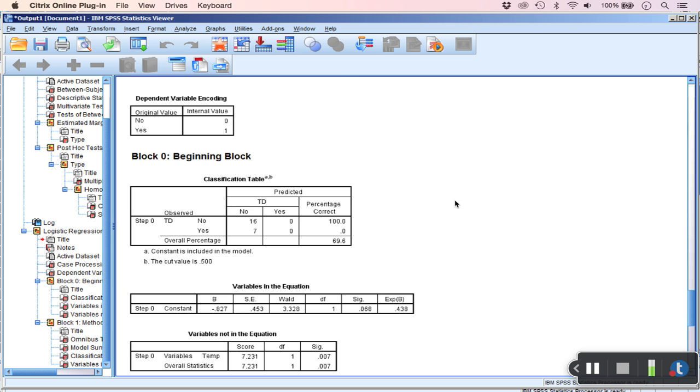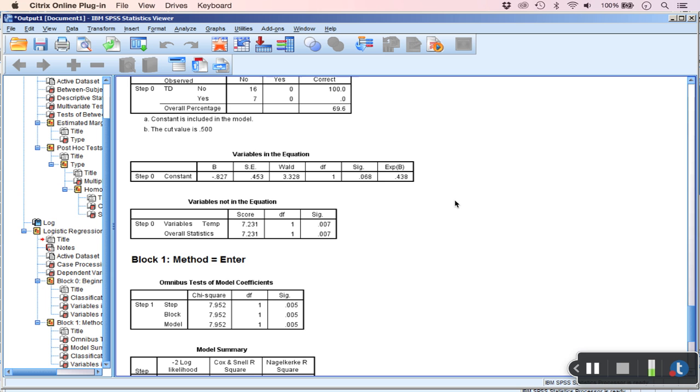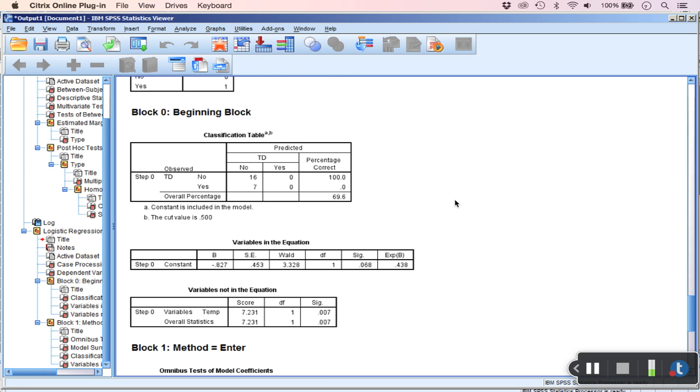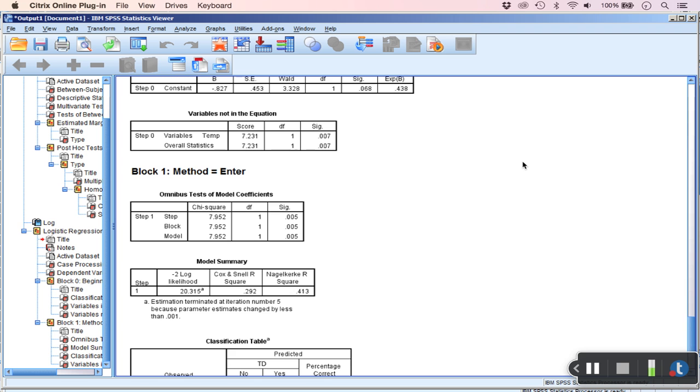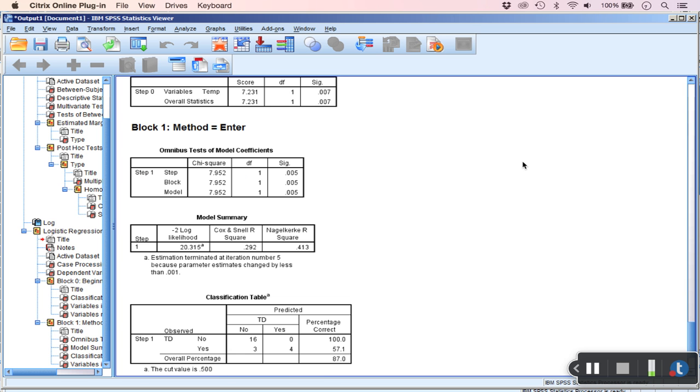All right, so you can see we have a couple of different blocks of output. I don't want to get too bogged down in the interpretation of the logistic regression. I just want to say that the first one, block 0, is the beginning block. This is our starting point, so it's not testing our prediction. It's just an illustration of how the data currently look, and how we've classified things, yes or no, with the thermal distress.